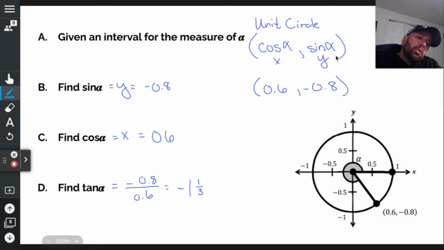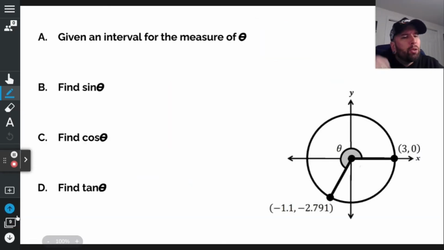So when I give you the unit circle and I ask you to find sine and cosine and you're given points, all you have to do is relate the sine and cosine to the points that you're given. Easy peasy lemon squeezy. Oh, but what if it's not the unit circle? Well, let's see what we got.